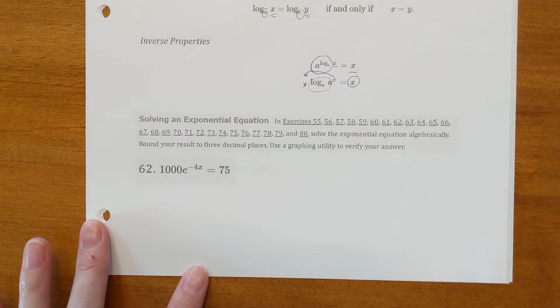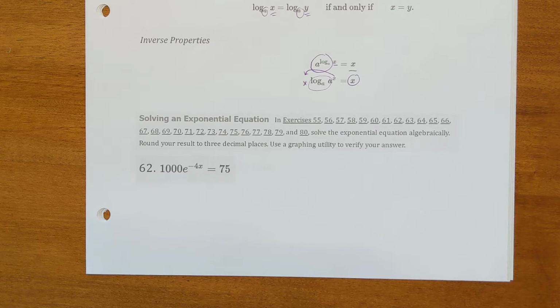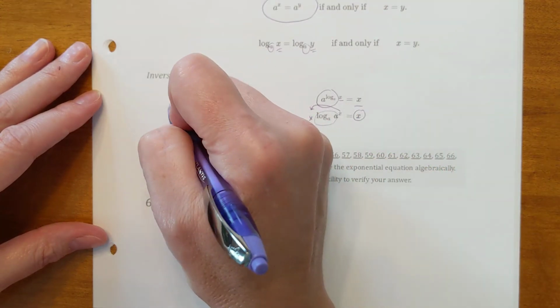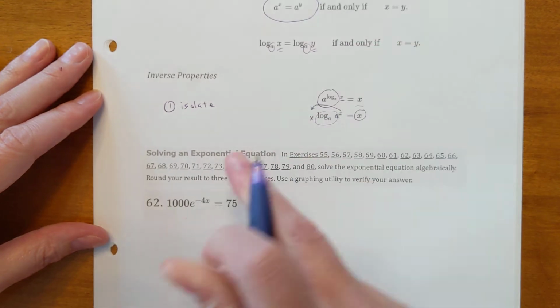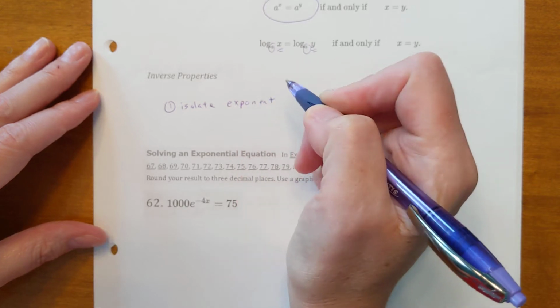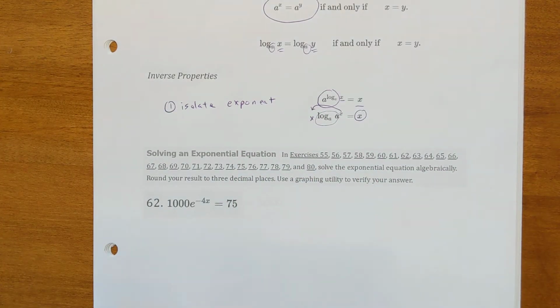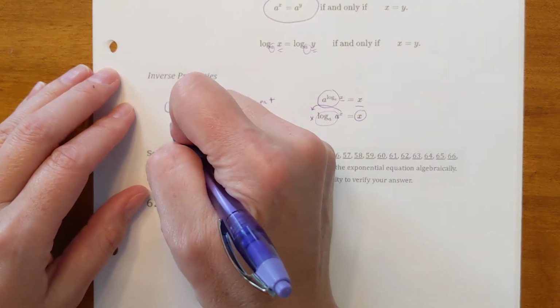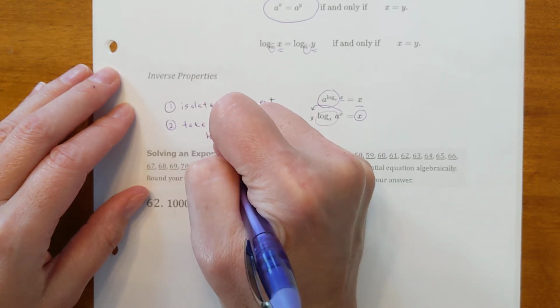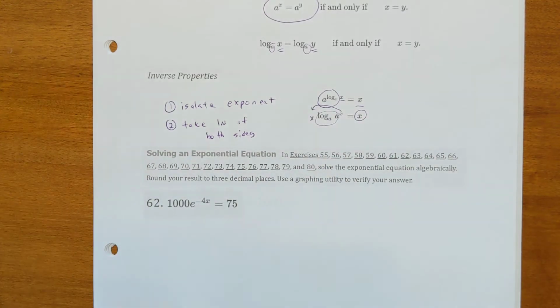So doing a little more complicated exponent here, we have 1,000 times e to the -4x equals 75. What I like to say the steps on this is that to solve all the equations today that we're doing, first you're going to isolate. We're going to isolate the exponent here, the chunk that has the exponent in it. And then after you isolate that, we're going to take the natural log of both sides. Yes, you could do the log or the natural log, but just to keep it easy, let's just do the natural log of both sides.